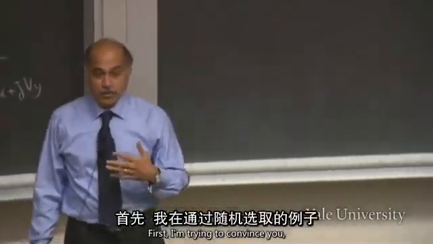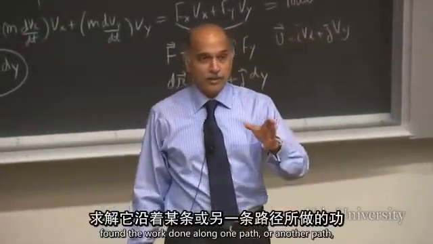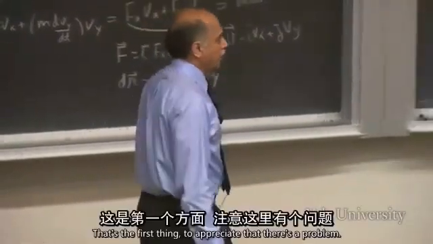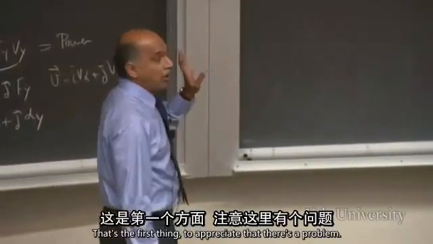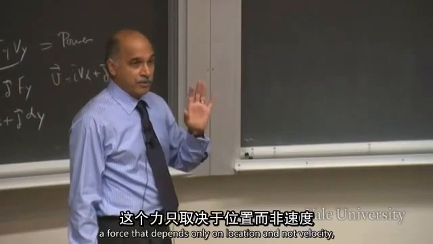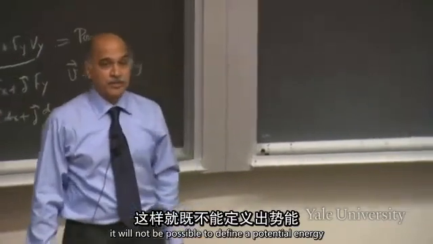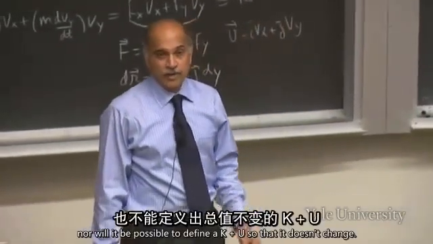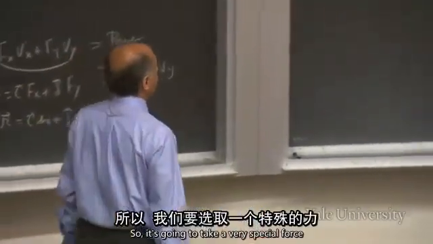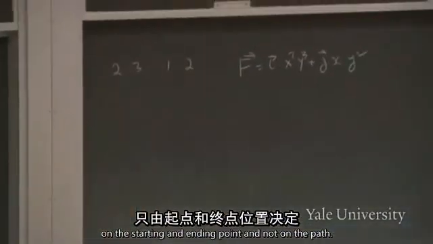First, I'm trying to convince you through an example that I selected randomly that if you took a random force and found the work done along one path or another path, you will in fact get 2 different answers. That's the first thing, to appreciate that that's a problem. So generally, if you took a random force, not a frictional force, the force depends only on location, not velocity, it will not be possible to define a potential energy, nor will it be possible to define a K plus U so that it doesn't change. So it's going to take a very special force for which the answer depends only on the starting and ending point and not on the path.